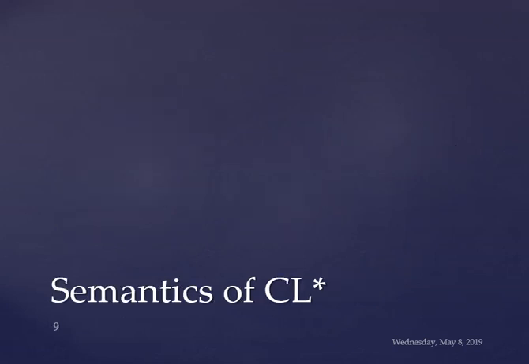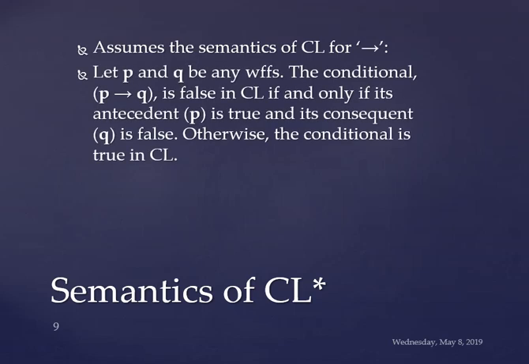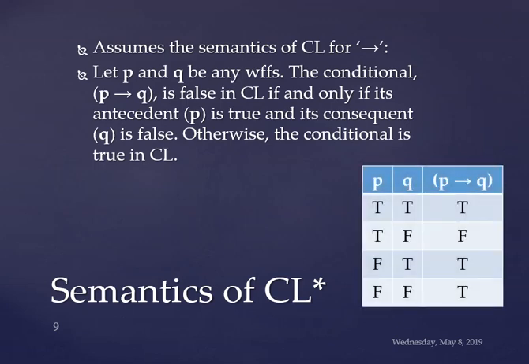The semantics of CL star assumes the same semantics as CL. If you remember, in that language a conditional P arrow Q is false if and only if its antecedent is true and its consequent is false. Otherwise, the conditional is true. It's very important.